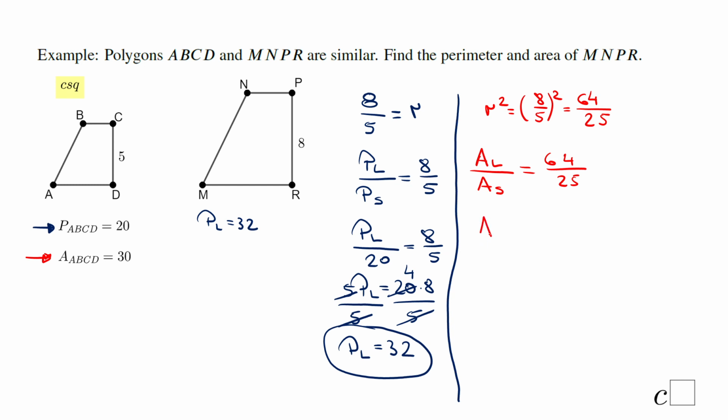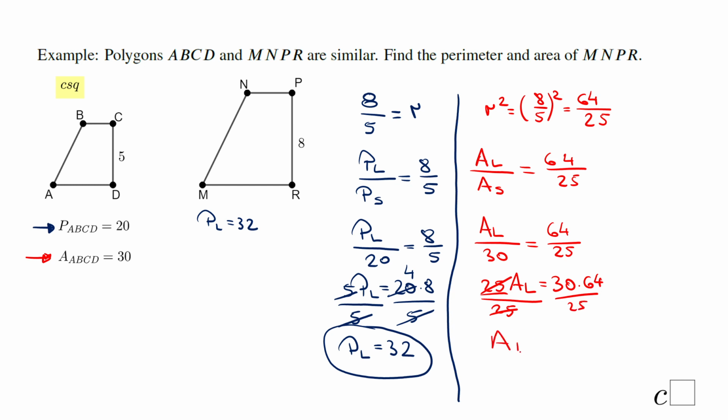Okay, so we have A sub L, the area of the large figure, over 30 is 64 over 25. So we're going to do the same math like in the previous part. We're going to cross multiply, and we have 25 times the area of the large shape equals 30 times 64. We're going to divide by 25 on both sides, obviously.